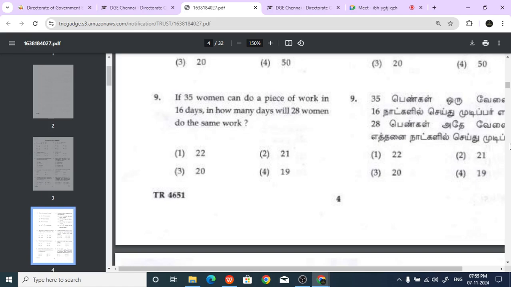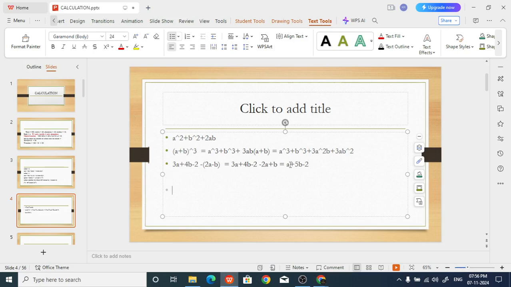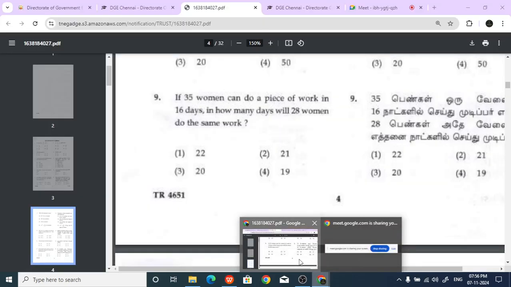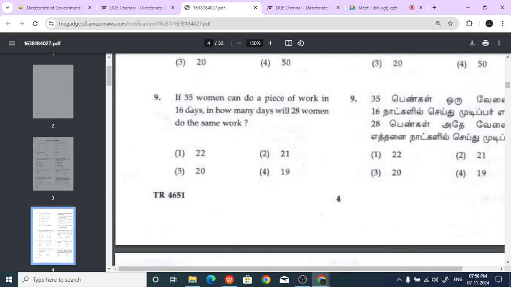Now you have to find out. How do you find out? I'm going to give you a trick. If 35 women can do a piece of work in 16 days, one woman will take how many days to complete the work? If only one woman is there, she will take 35 into 16 days.